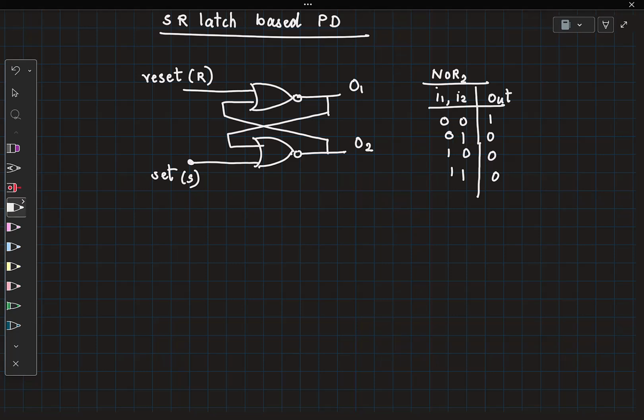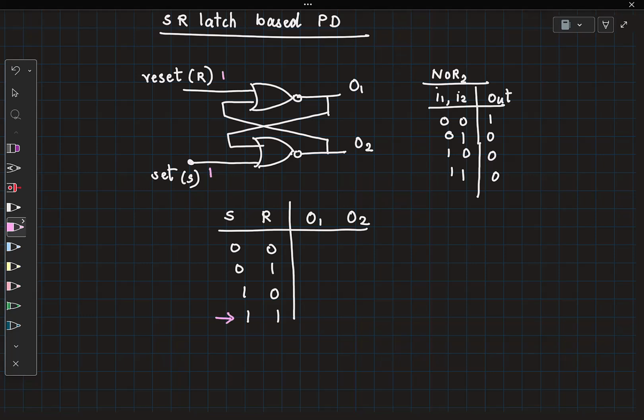So using this table, we will now derive the truth table for the SR latch. So 4 possible combinations. We will first start with the last row. My S and R are equal to 1. So for the first NOR gate, one input is 1. Therefore, the output is 0. Same for the second NOR gate. And if I feed these as input here, we see that this is a consistent logic. So when both S and R are 1, the output is 0, 0.